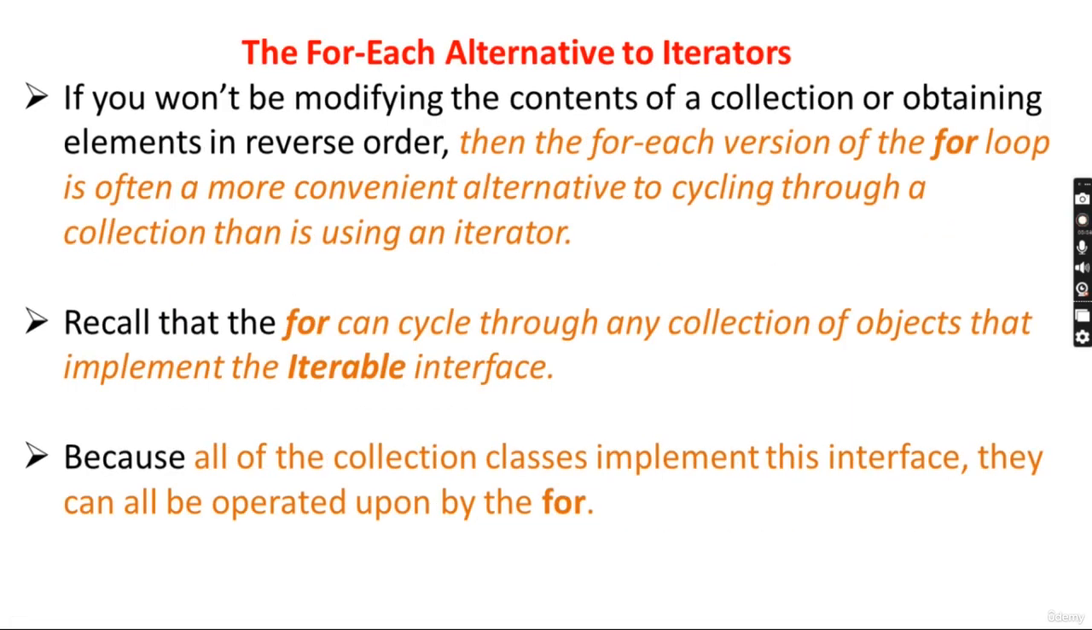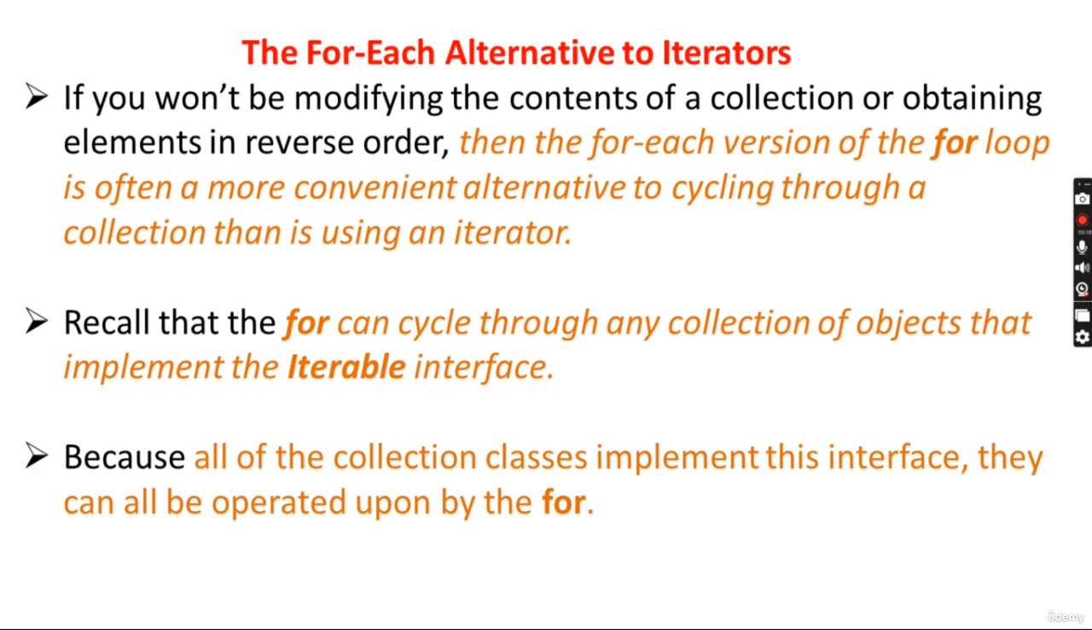The for-each alternative to iterator. So far we have used iterator and list iterator. Now we will see the for-each alternative to iterator. If you don't want to modify the contents of the collection or obtain elements in reverse order, then the for-each version is always available, and it is more convenient for cycling through the collection than using an iterator.